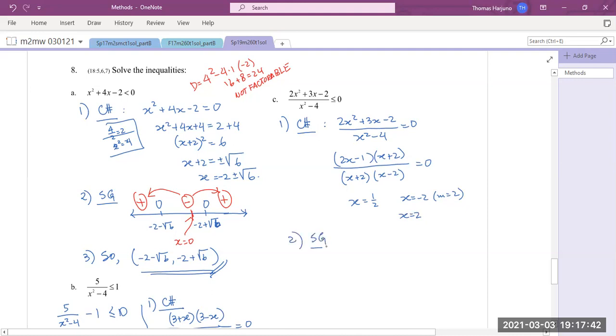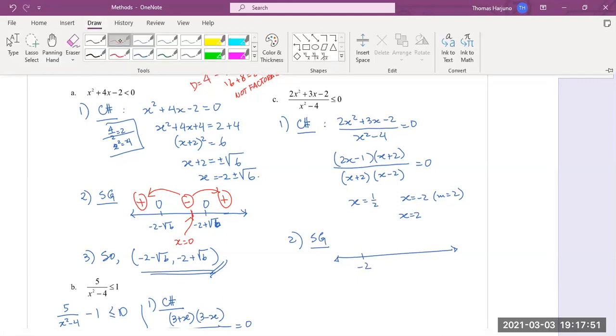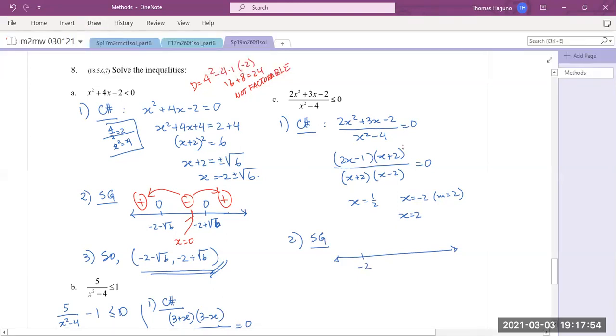Sign graph. -2 has multiplicity of 2 because one comes from the top and another one from the bottom. That's how we get that multiplicity of 2. But because one of them is from the bottom, when you plug in -2, it gives us undefined. 1/2 will give us 0, and 2 will give us undefined.